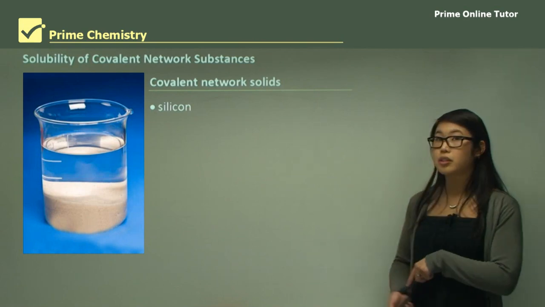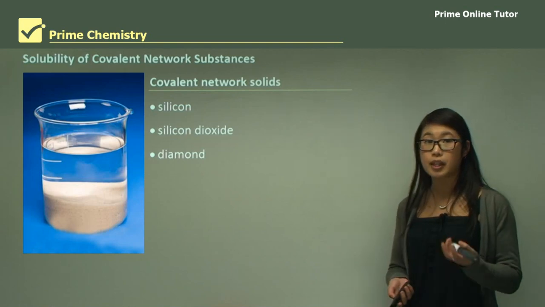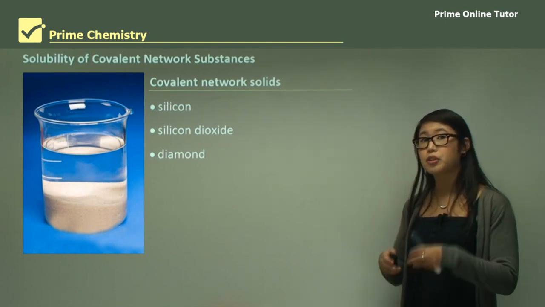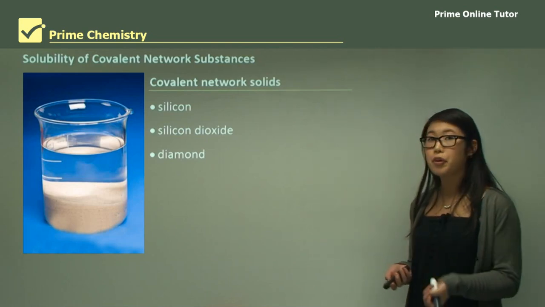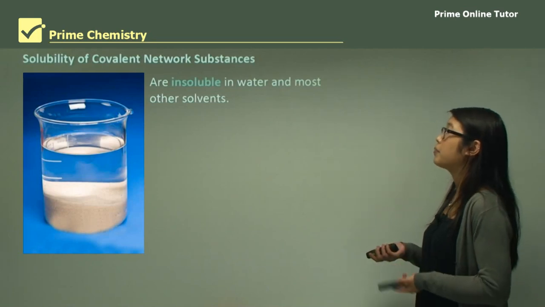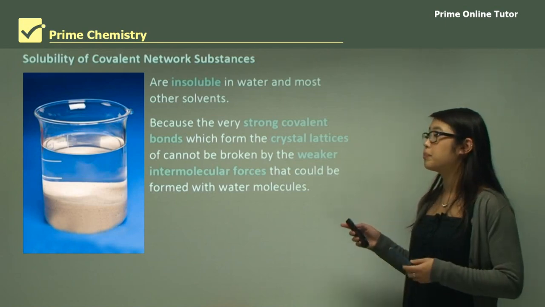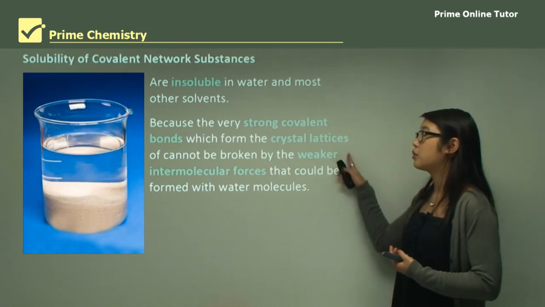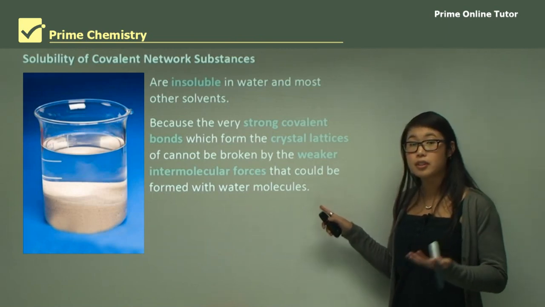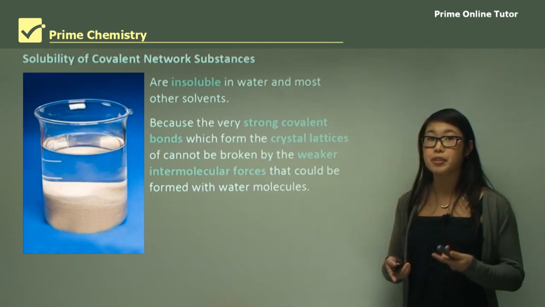But covalent network solids, so silicon dioxide, and diamond, which is a carbon one, have covalent bonds throughout the network to make the 3D structure. And remember, covalent bonds are the strongest ones, so we can't really break them. And therefore, they must be insoluble in water and most other solvents. The covalent bonds are strong, and they form the crystal lattice, so it can't be broken very easily. And therefore, weak intermolecular forces like hydrogen bonding and dispersion forces can't break them, so they can't be dissolved in water.